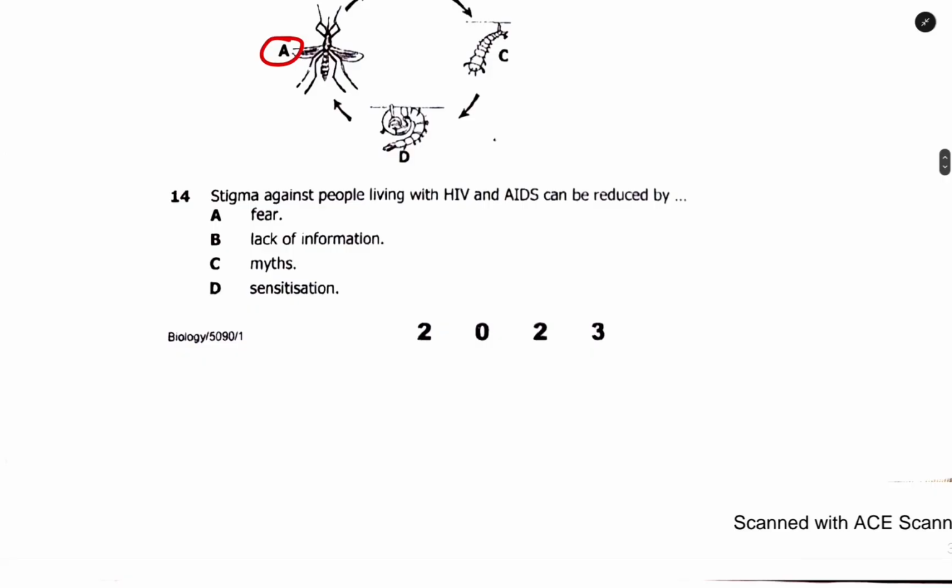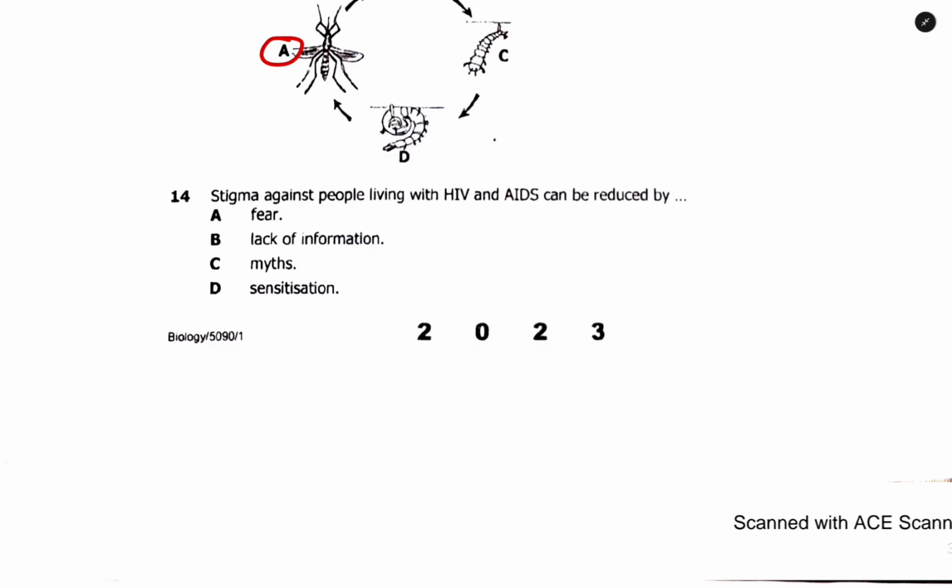Then question 14. Stigma against people living with HIV and AIDS can be reduced by A. Fear. Do we have to fear to reduce the stigma? Stigma, judging people. I think that is a simple way we can look at stigma, judging. So how can we reduce judging people with HIV? Do we have to fear them? Okay. Do we have to stay without information, in short, ignorant about HIV?